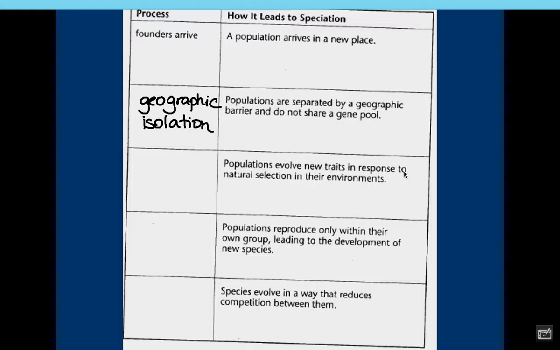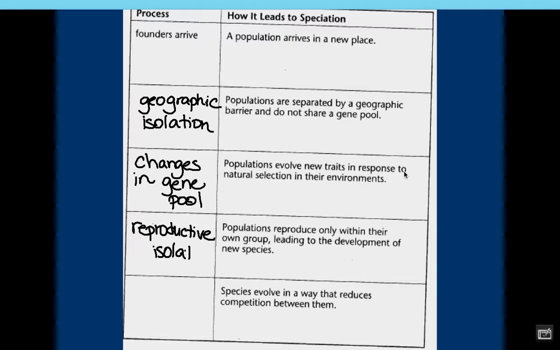Populations evolve new traits in response to natural selection in their environment. That is changes in the gene pool. Populations reproduce only within their own group, leading to the development of a new species. That is reproductive isolation. And then species evolve in a way that reduces competition between them. That is ecological competition.